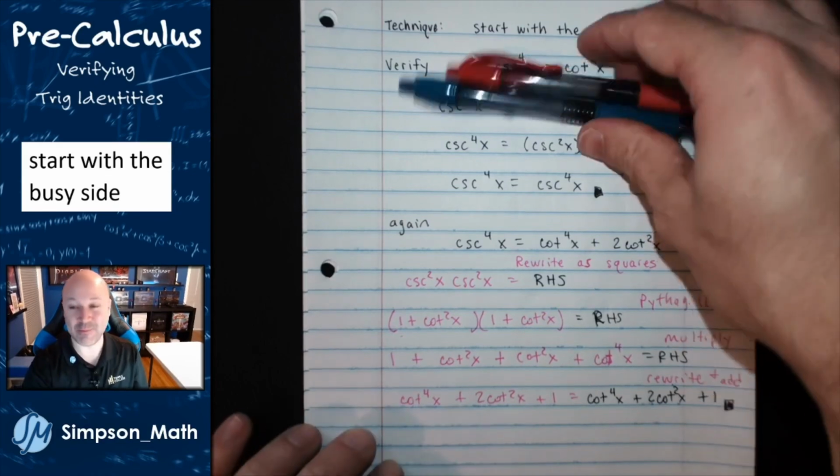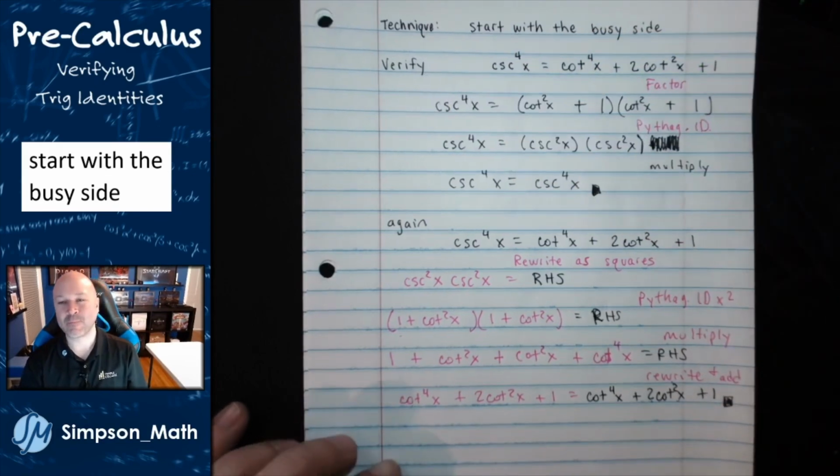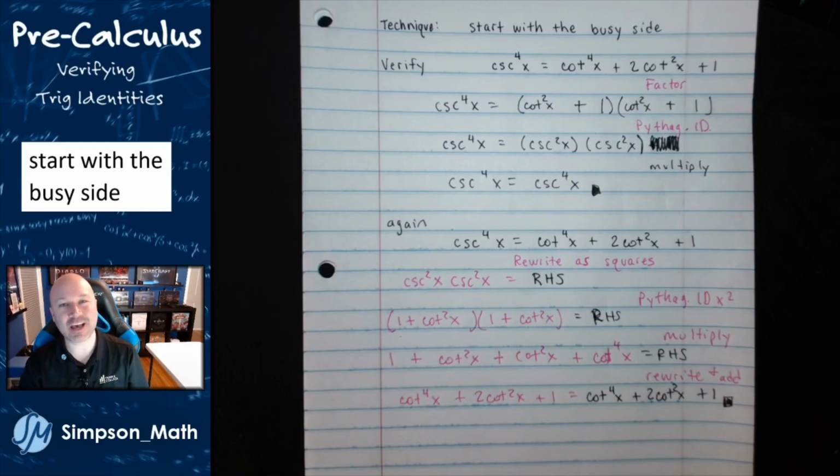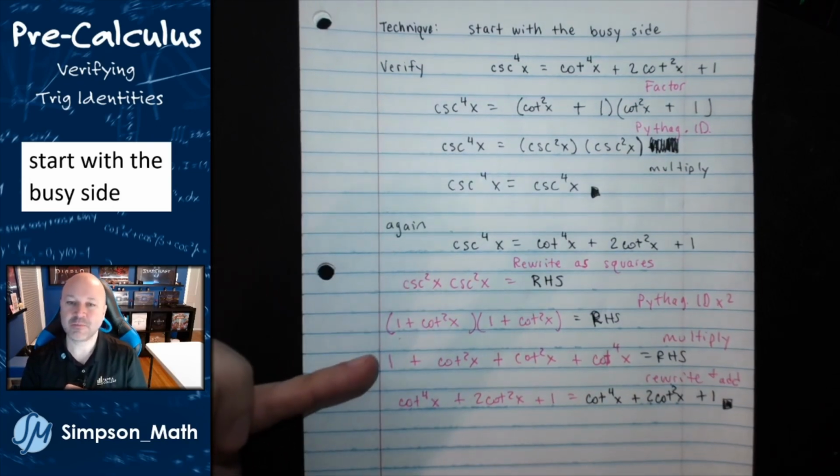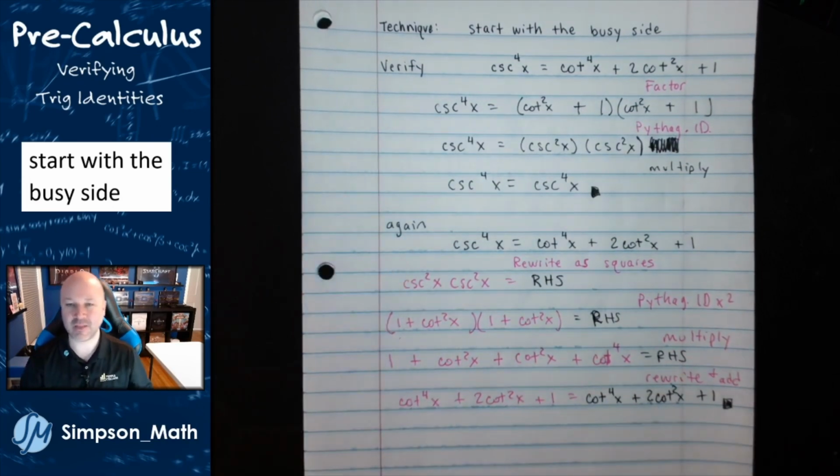I have done that problem now, both sides. So I claim working with the busier side is going to be easier, and that should work for you. But in this case, maybe not. Maybe that factoring was too hard to see. So working with the left-hand side, there's another way to handle it. Break it up into squares and then apply the Pythagorean factor.